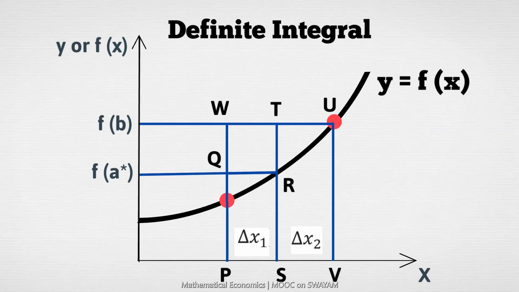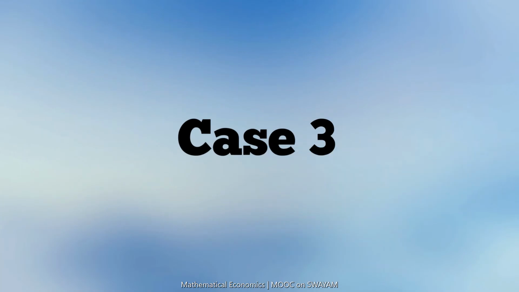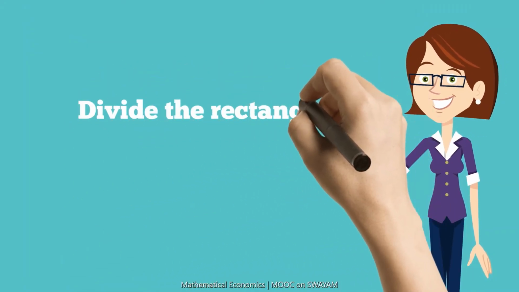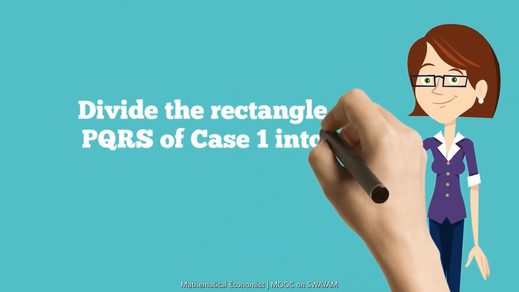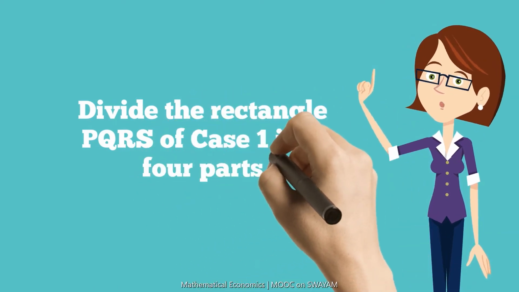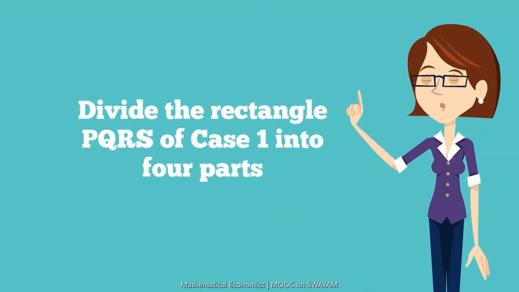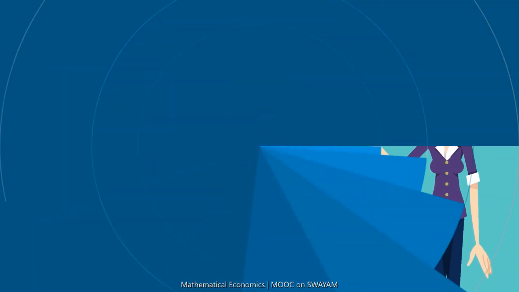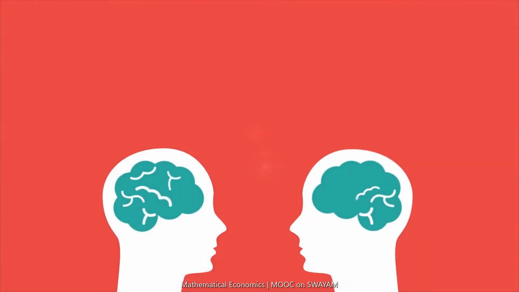Yes, the region AWU in case 2 that was shown as AQR in case 1 has been reduced by the area of the region QWTR. This has helped us in moving a step closer to the area under the curve. Now consider a third case. Divide the original rectangle PQRS of case 1 into 4 parts. What is the result? Pause the video and try to draw the figure.